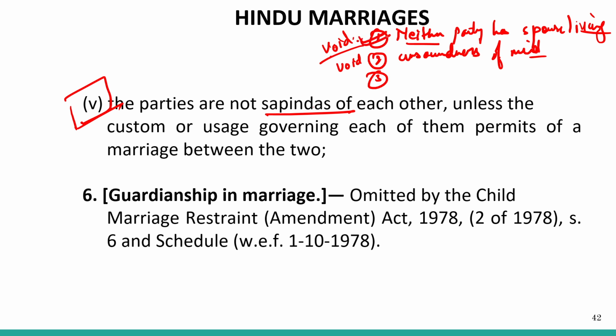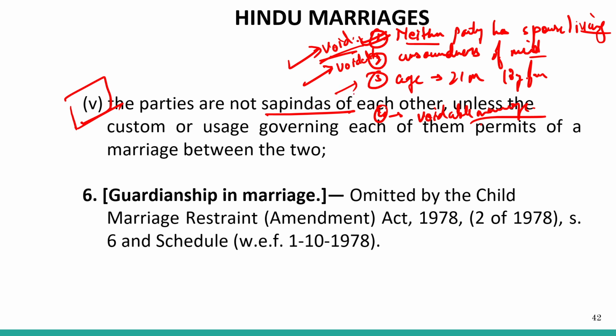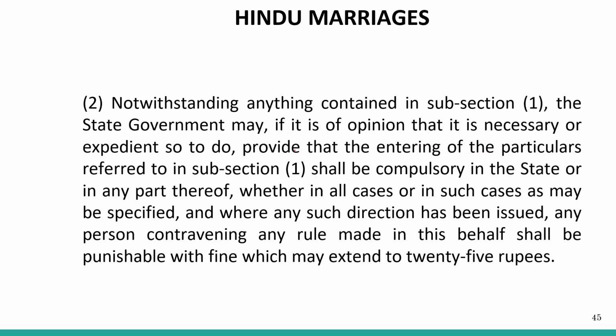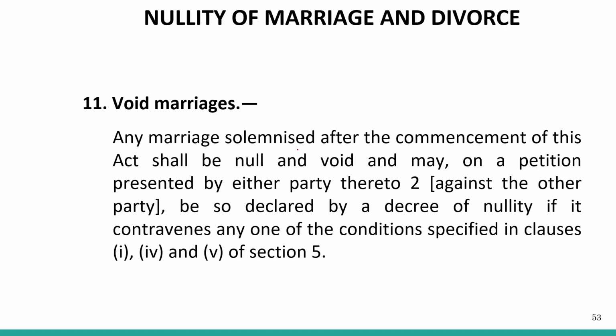So condition number 1, and condition number 3, which talks about age, that is 21 years for male and 18 years for female, if not fulfilled, will directly convert the marriage into a void marriage. And apart from this, if any other condition is not fulfilled, the marriage will be considered a voidable marriage. We need to understand which condition, if not fulfilled, converts the marriage by default to void, and which makes it voidable. We'll study this in our upcoming lectures also when we talk about void marriages.